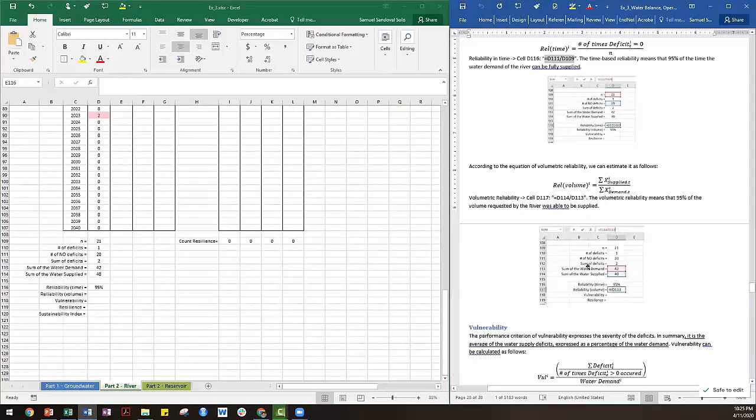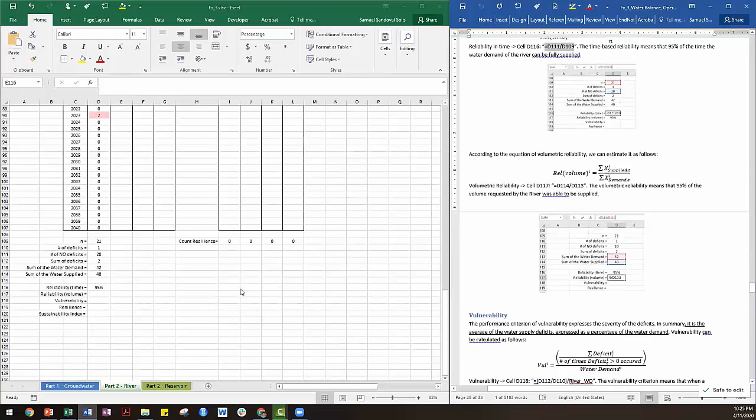Now the next one is the volumetric reliability, and basically it relates how much water was supplied compared to the total water demand. In this case, this one will be this over this. And that is also 95%.